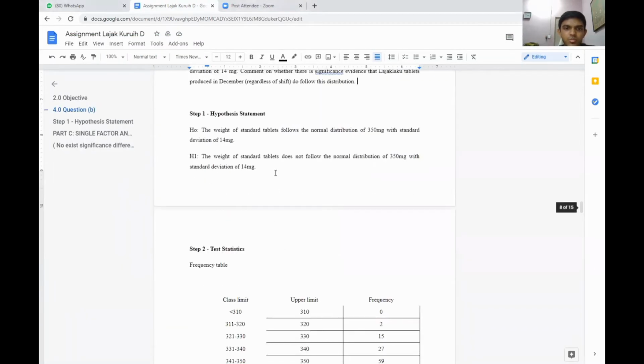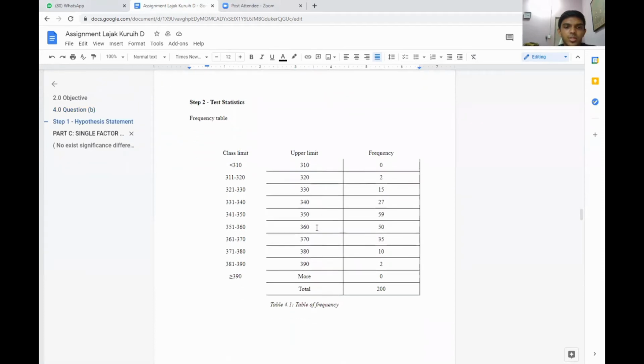Okay, so step one is the hypothesis statement, which is the H0 and then the H1. So the H0 is the weight of tablets follows the normal distribution of 350 milligrams with standard deviation of 14 milligrams. H1 is the weight of tablets does not follow the normal distribution of 350 milligrams with standard deviation of 14 milligrams. So this is the usual hypothesis statement that we already studied.